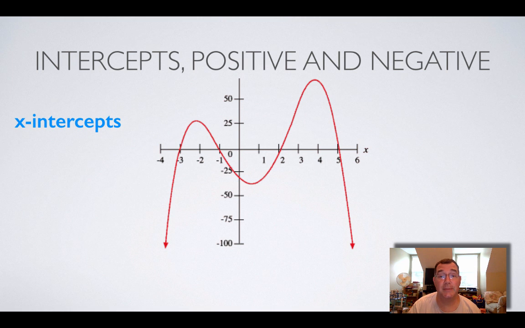So the x-intercepts on this graph are where the red curve crosses the x-axis, that horizontal axis, and there are 4 of those labeled with blue points. The y-intercept is where it crosses the y-axis, which is that one pink point right there.